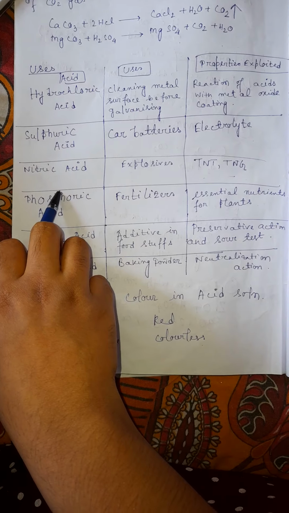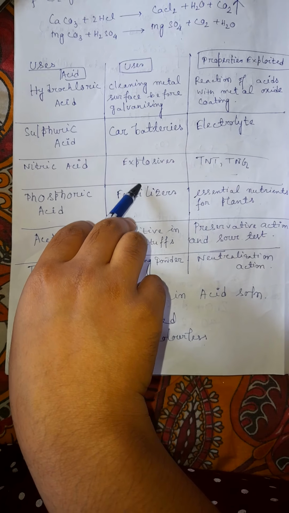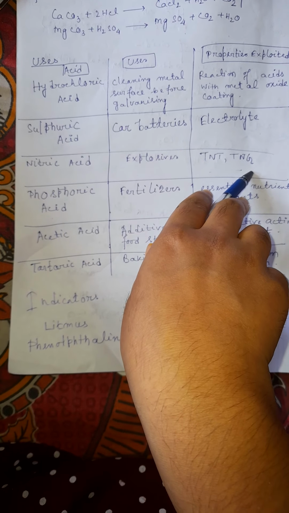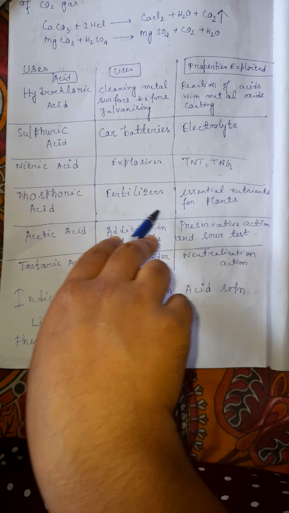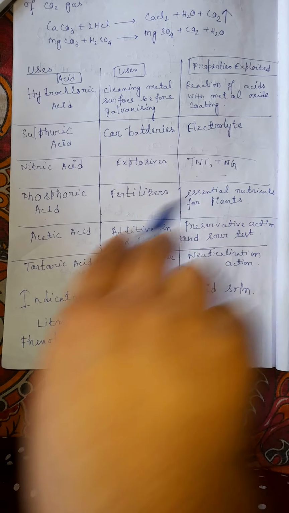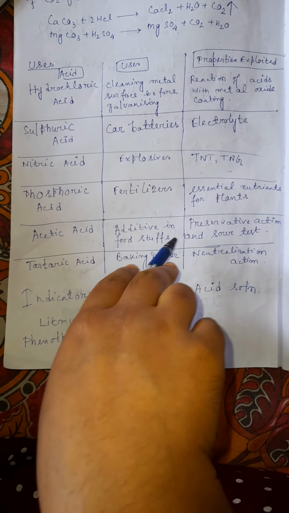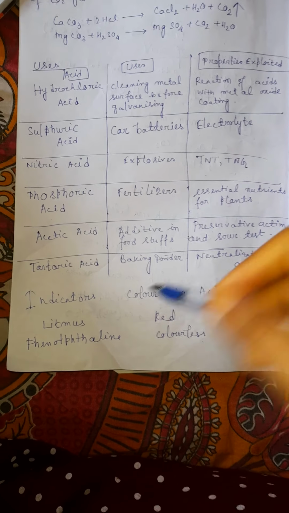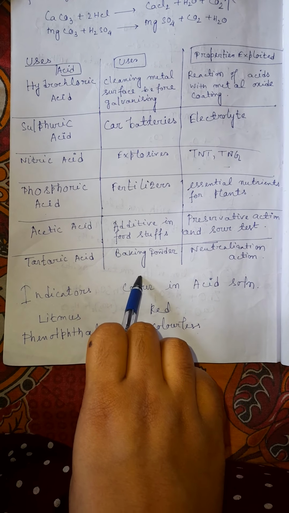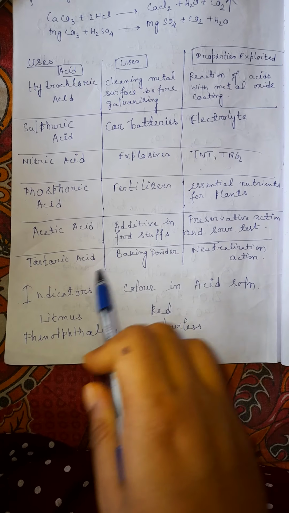Now nitric acid is used in explosives like TNT and TNG. Phosphoric acid is used in fertilizers. Basically they are essential nutrients for plants. Acetic acid, additive in foodstuffs, preservative action and sour taste. Tartaric acid, baking powder, neutralization reaction.